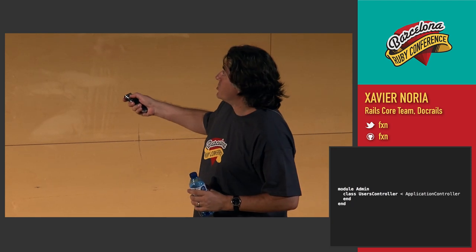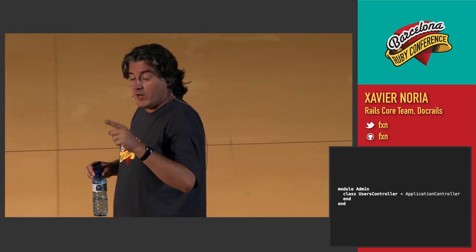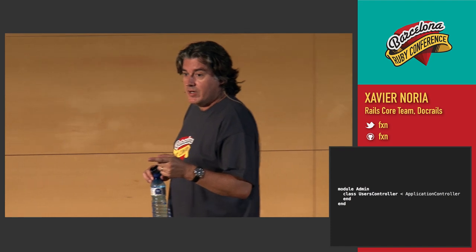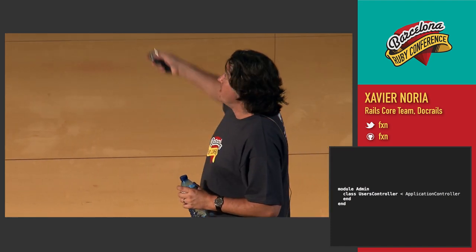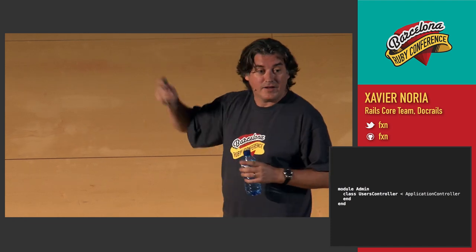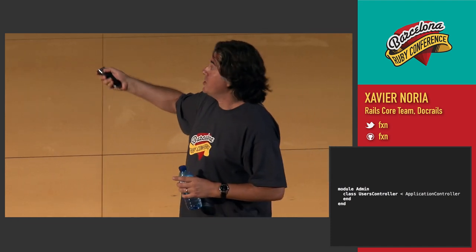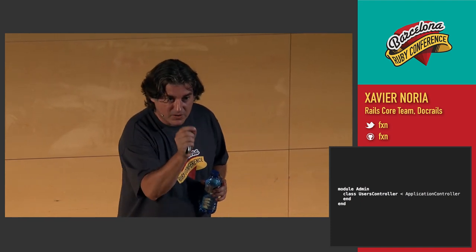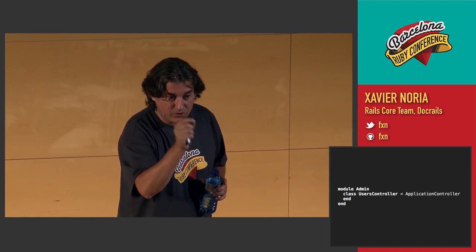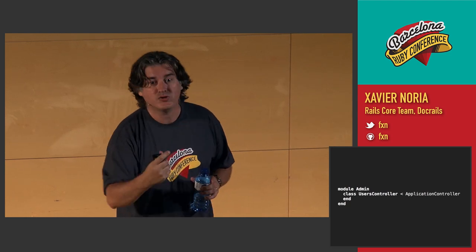So this users controller, even if we have a top level users controller, there's not going to be any problem, because even if there's a user controller in the top level, defined at that point of execution, it is not going to be found. So it's a trick. It looks in the constant table of that module, and if it doesn't exist in that table, you are going to define a new class.